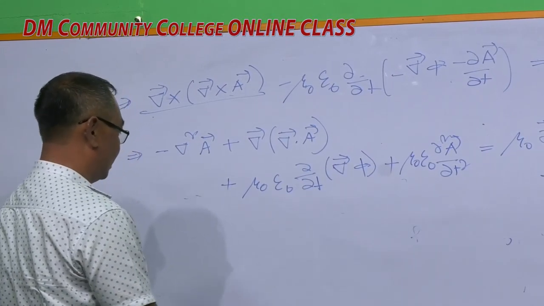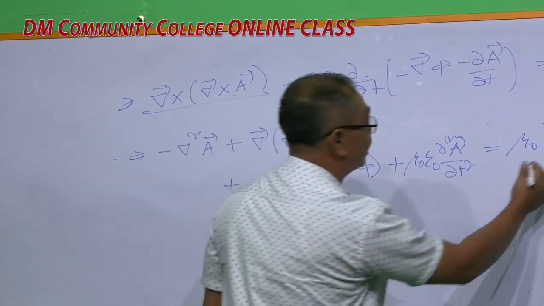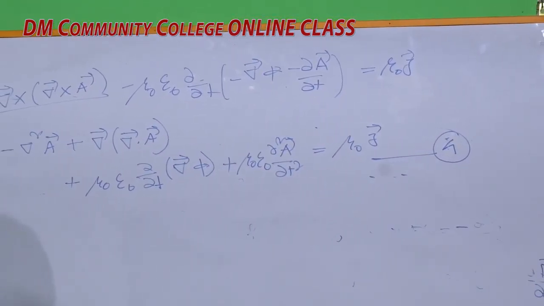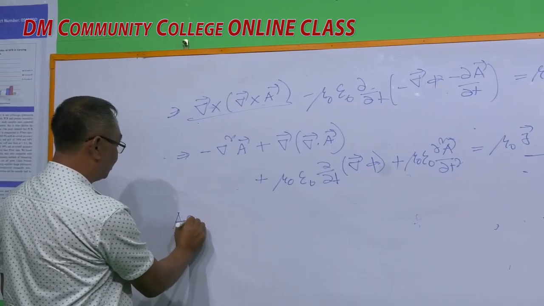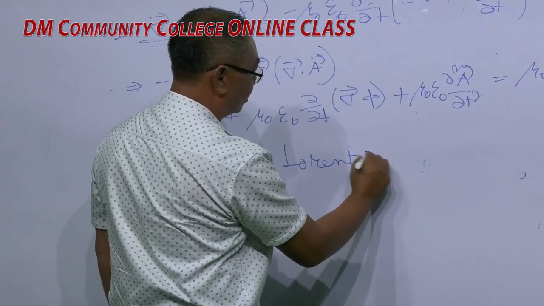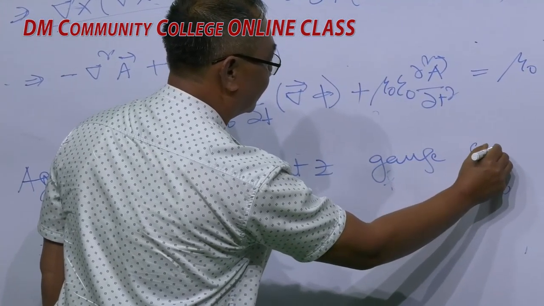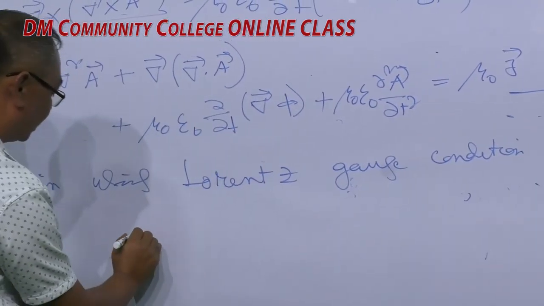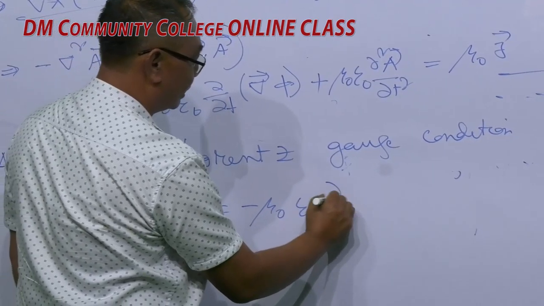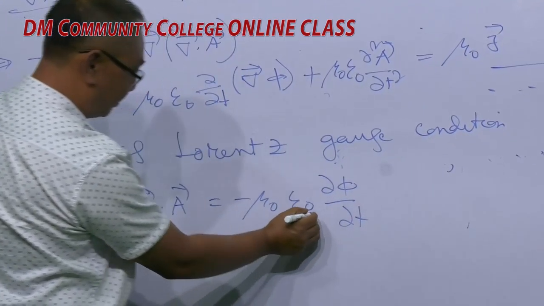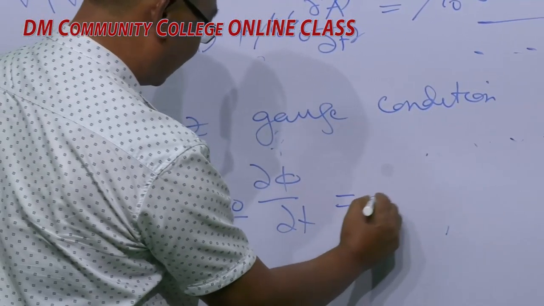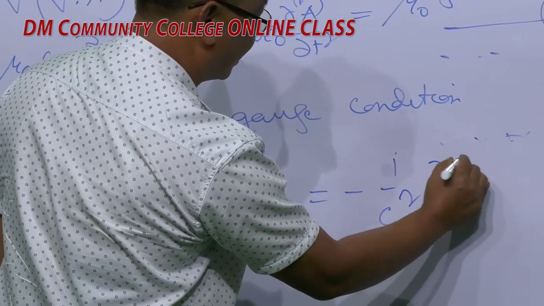Then after simplification, I can write equation number four like this. And again, introducing the Lorentz gauge condition, that is divergence of A should be equal to minus mu naught epsilon naught del phi by del t. And this quantity, mu naught epsilon naught, can be expressed in terms of the speed of light in vacuum, so that I can write minus 1 by c square del phi by del t.